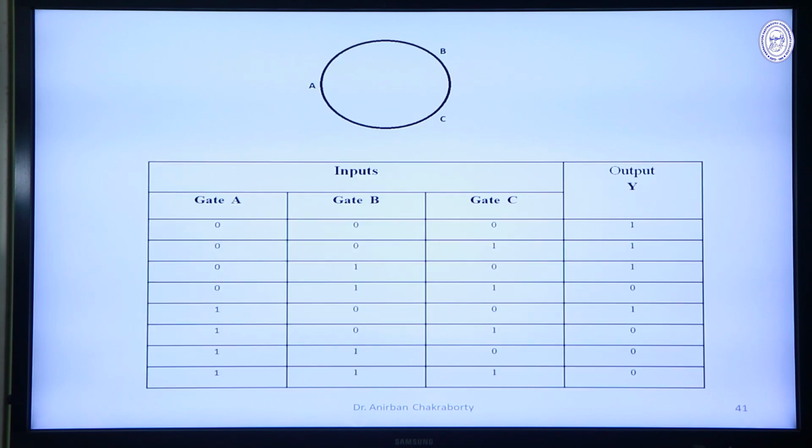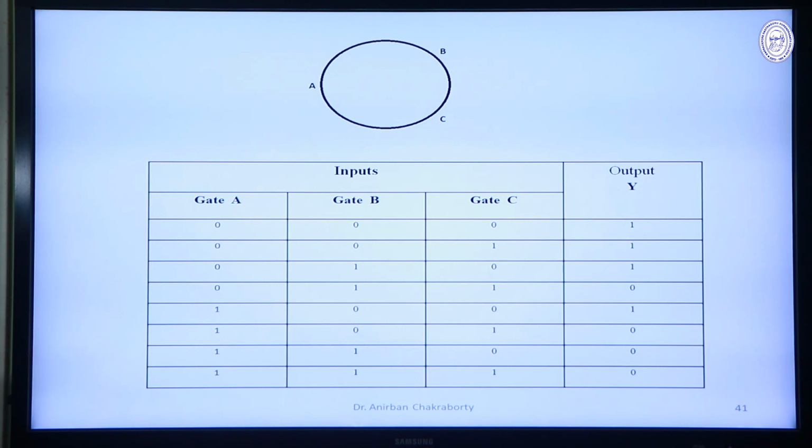3 inputs are there, A, B, C. So the number of rows, 2 to the power 3, means 8. If you have 4 inputs, then your number of rows is 2 to the power 4, means 16. So for n inputs, your number of rows is 2 to the power n.